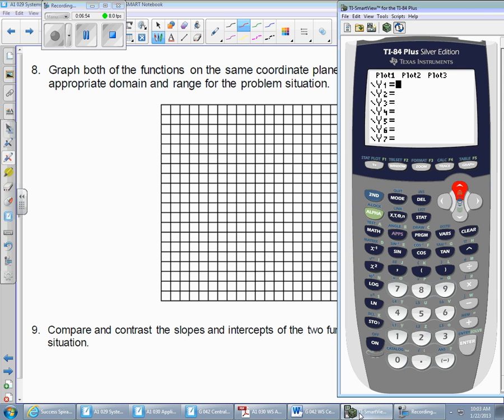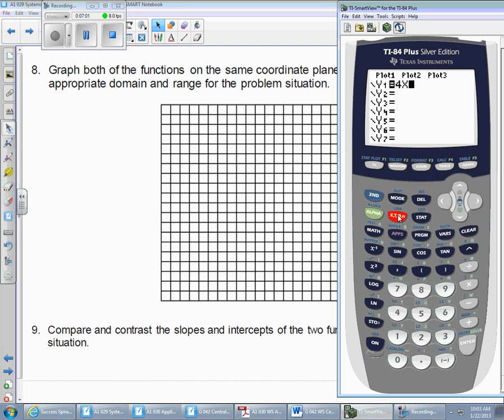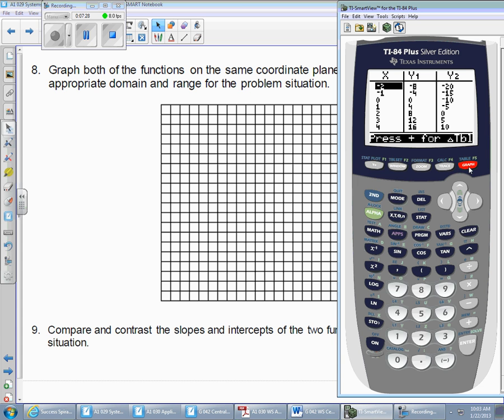But if you knew what equation you were looking at, like this y equals 4x plus 0, you could take your calculator and type y equals 4x plus 0, which we don't actually have to type the plus 0. It doesn't change the equation. And I believe the other equation was y equals 5x minus 10. Remember that your calculator comes with a built-in table. Anytime you get an equation typed into your calculator, all you have to do is press second graph. That gets you the table.